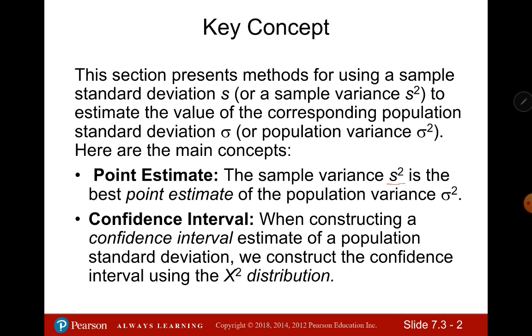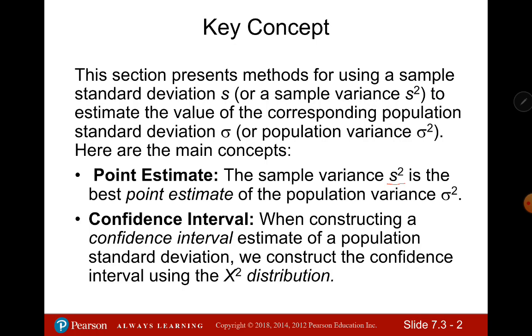It's the best point estimate for the population variance sigma square. Of course, the best point estimate for sigma is just s. So we will talk about the confidence interval. Not like the previous two confidence intervals we have already covered, the confidence interval for the proportion and the confidence interval for the mean.